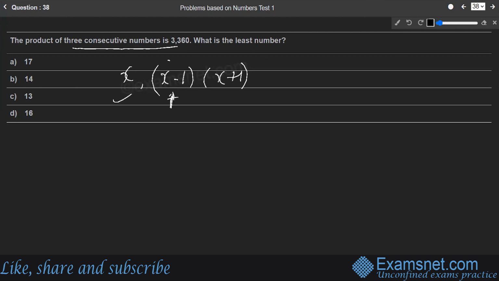Obviously x minus 1 will be the first one, x will be the second one, and x plus 1 will be the third one, to become consecutive numbers. He says the product of them is 3360. So let us do the product.